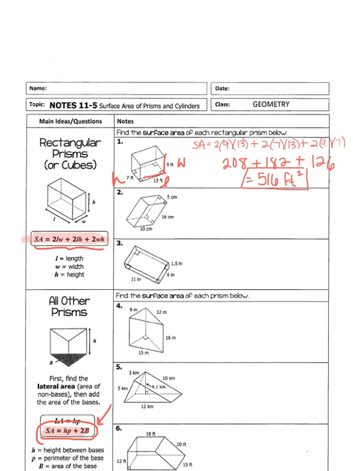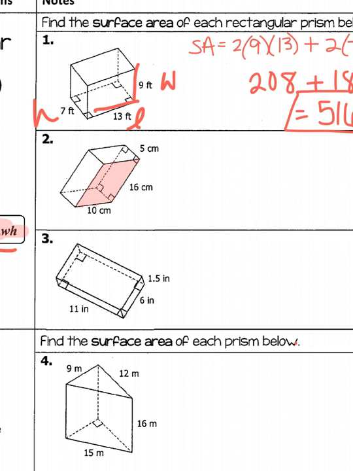Alright, let's try number 2. So remember, again, your length and width and height don't matter. It just depends on which rectangle you're looking at for your base. So I'll show you what I mean by that. Alright, so as you can see, I shaded one of the rectangles. So assuming that that's my base, then I have my length and my width. Therefore, your height is always what separates the two bases. So my height would be 5.